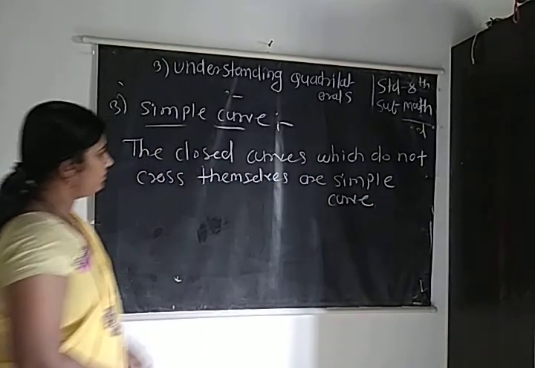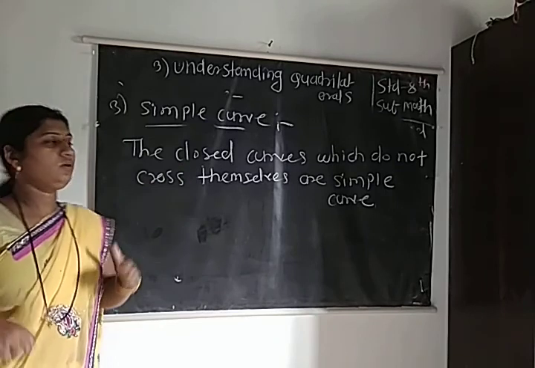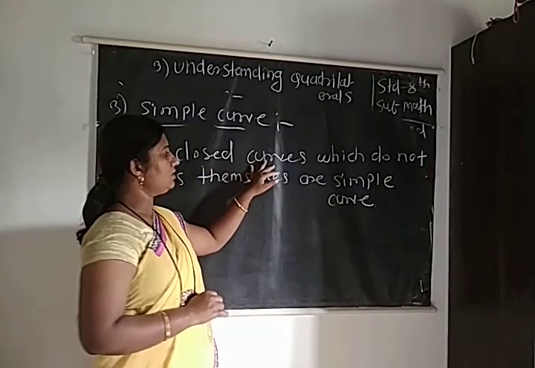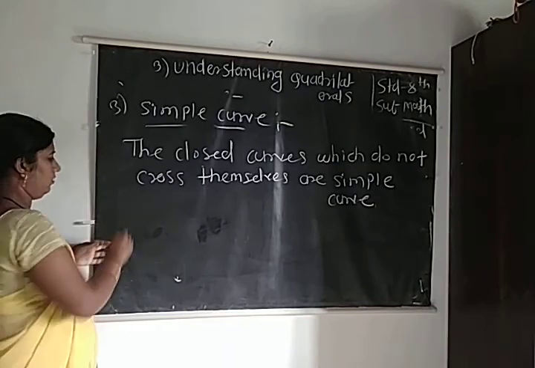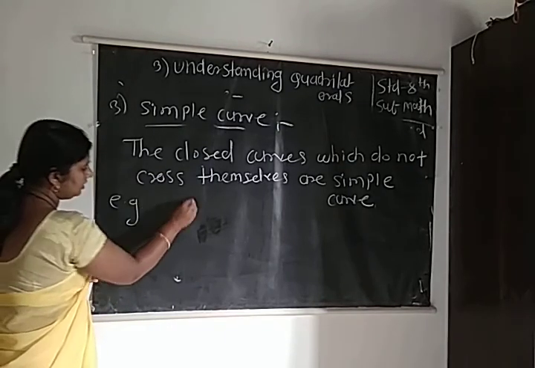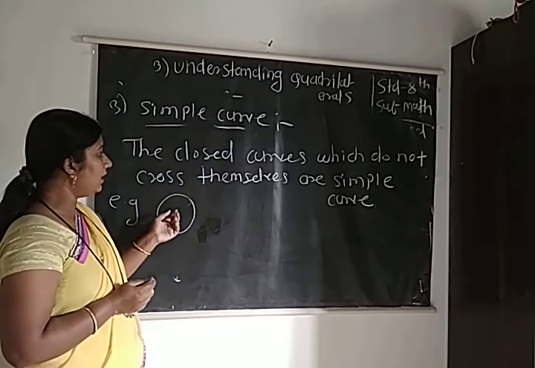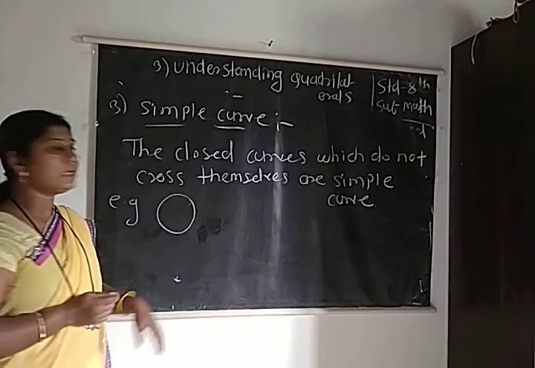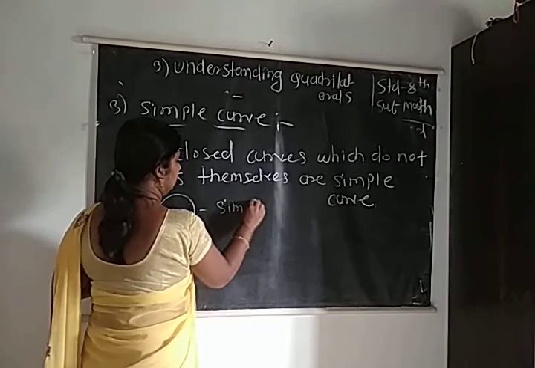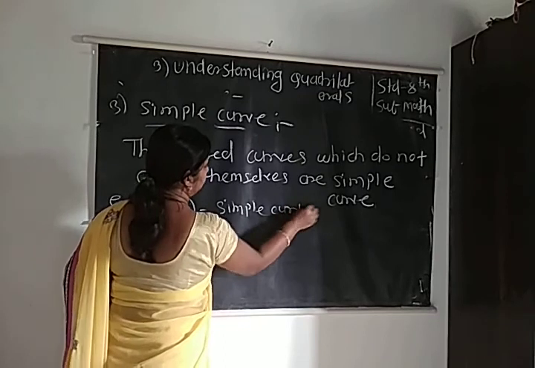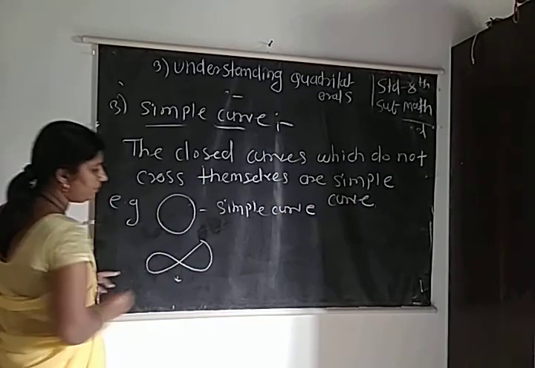Okay, so what is meant by simple curve? The closed curve, the one we call a closed curve, what is it? So a closed curve which does not cross itself is called a simple curve. Now for example, this is a simple curve. Why? Because in this figure there is no crossing of itself. Suppose this is a simple curve.